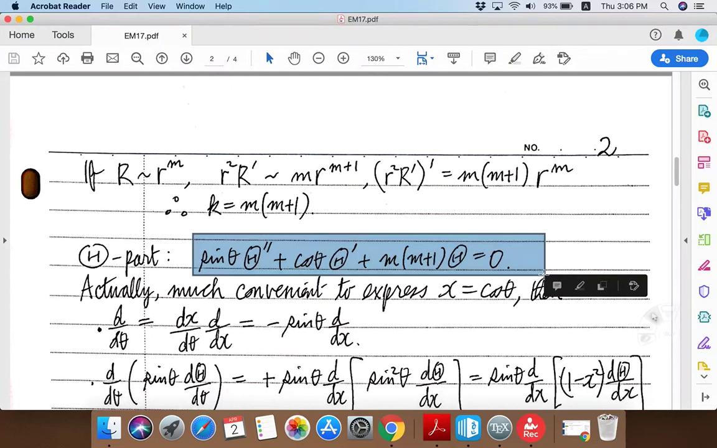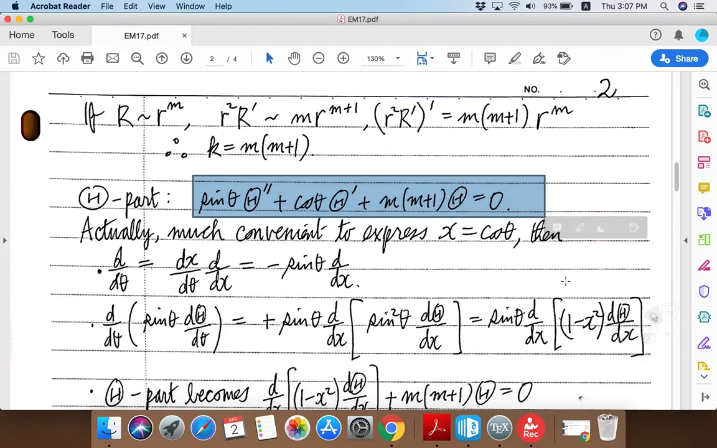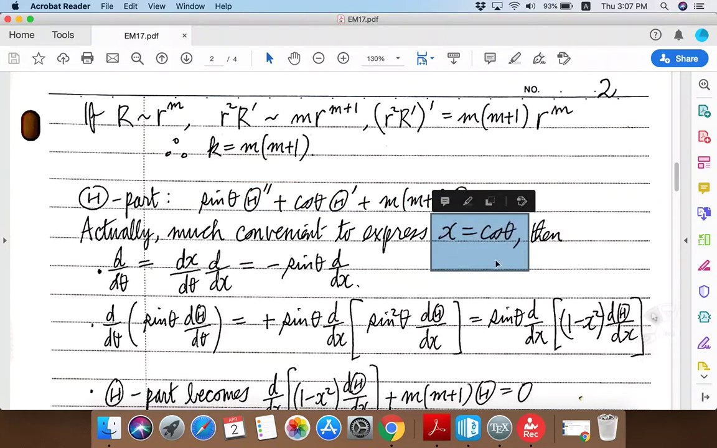Okay, so you probably won't recognize this differential equation very well. Not because you haven't studied this, but because this is not the way we normally write this equation. We write this equation in a different way by choosing a different variable. Instead of working with angle theta, we work with the cosine of the angle. Let's call it A.